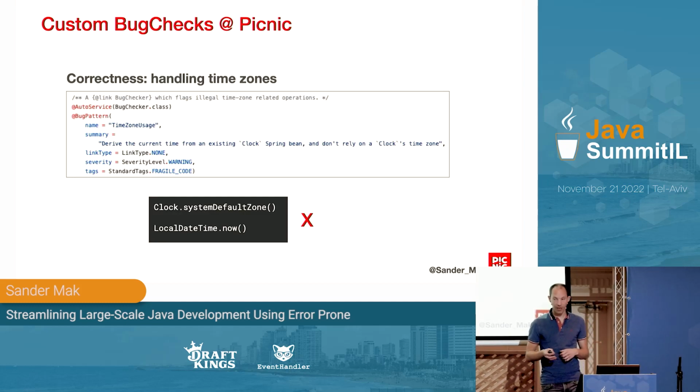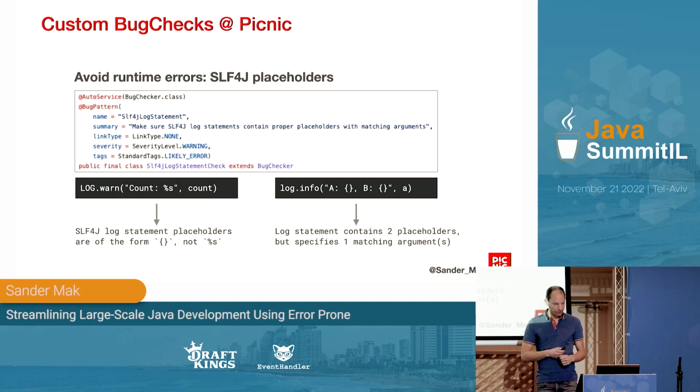We also want to prevent people from, for example, using System.currentTimeMillis and LocalDateTime.now, because these are all things that are untestable, right? So we would rather have people inject a clock instance, which can be mocked, etc. So these are things that we can implement using a bug check, and that can then be hooked into our builds and will be enforced across all of our code.